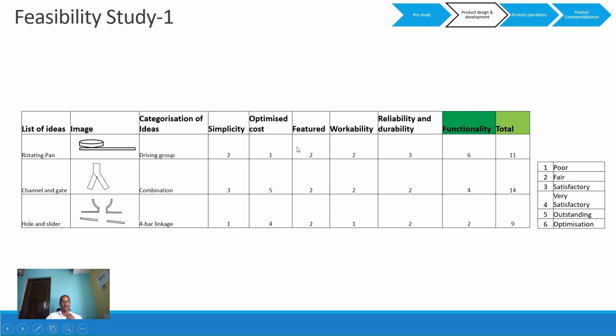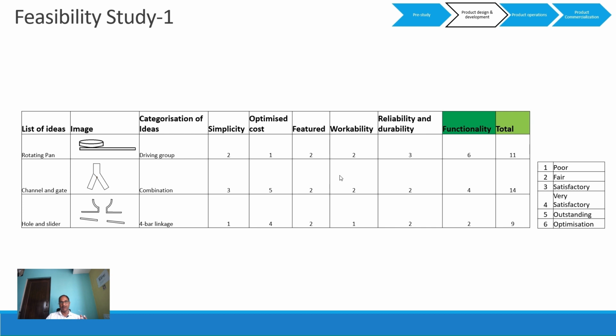Moving on to the second idea. This is categorized under the combination category because it is a combination of an oscillating mechanism and a gear set mechanism. As far as the simplicity is concerned, this is simpler compared to the first idea because it has only one set of mechanism and a through divider which divides the good fruits and the not good fruits. Now coming to the cost, since this is simpler, the cost rating is also high.